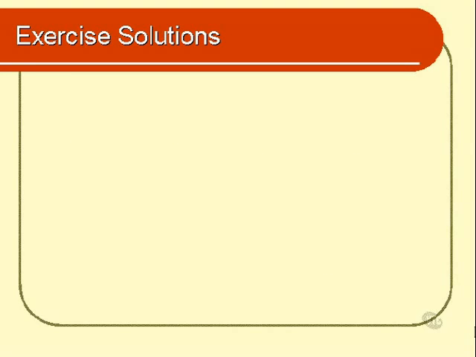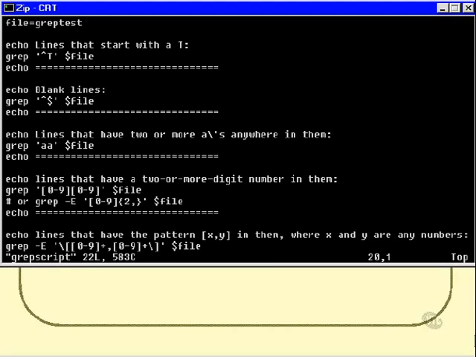Here are the solutions to the exercises from Chapter 7. We'll start by looking at that grep test program. Let's have a look at that. I've actually created one file called grepscript that provides the solutions to all of those exercises, and it's self-commenting. In other words, it puts out a little echo line just before it shows you what it's about to print. So let's see lines that start with a T.